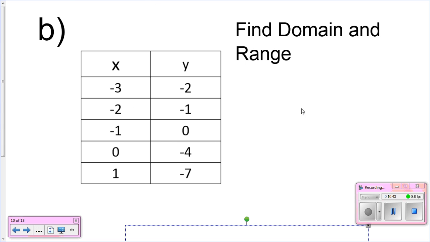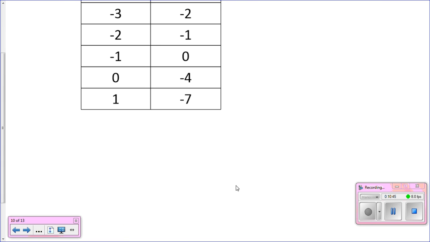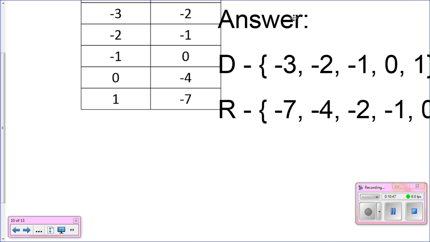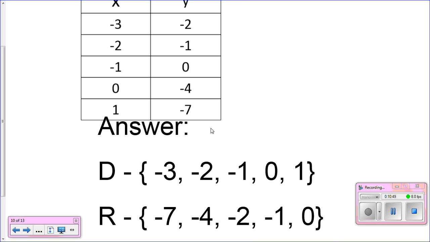Alright, B, my answer is way down here for some reason. Oh, that's why, because it's really big. Here's my answer. I've got domain is -3, -2, -1, 0, and 1. My range is -7, -4, -2, -1, 0. Okay, because I want to make sure I write it in order.